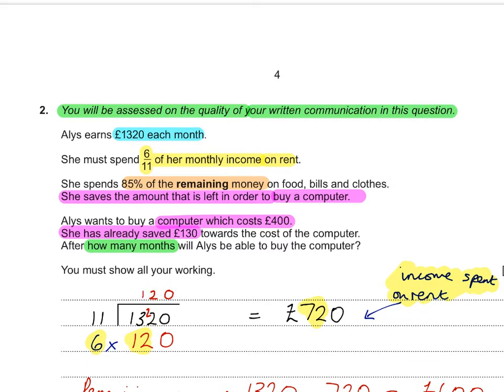In terms of what I did next, I times that by 6. Can anyone tell me why I times that by 6? Good, because it's 6/11. If I just divided by 11, I would have found 1/11. So to find 6/11, you just times by 6. So 6 times 12 I knew was 72, and I'll just pop that 0 on the end there, and I've referenced that this is the income spent on rent. This is how I started getting my QWC, by putting pound signs there if it's money. If it was kilograms, I just put kilograms after it, and then just said what it is.